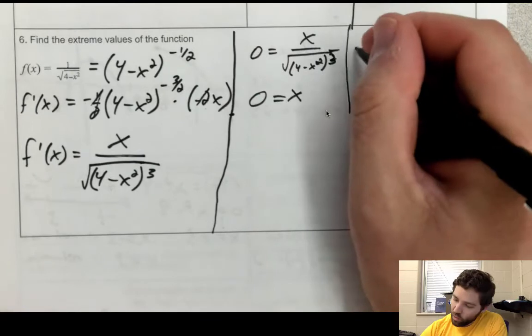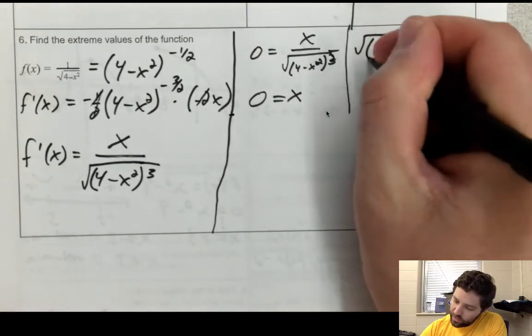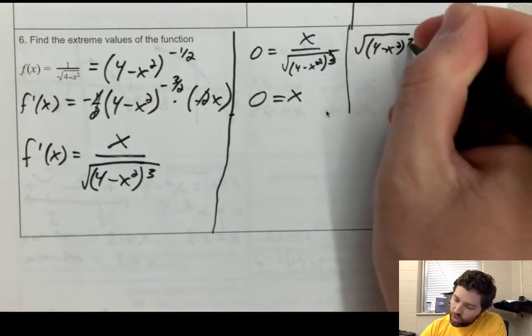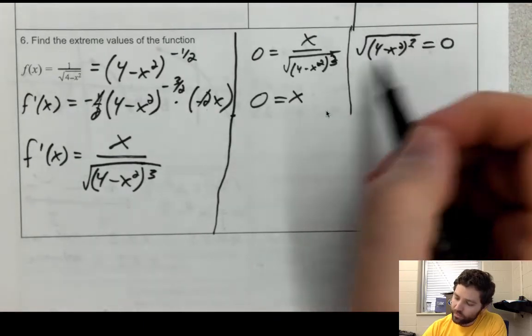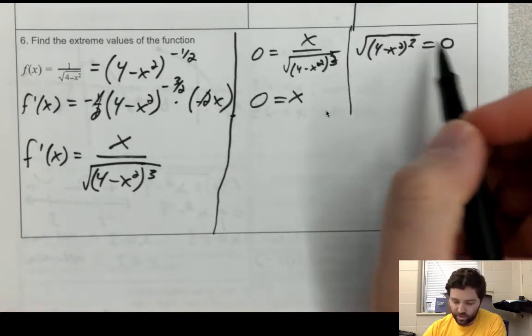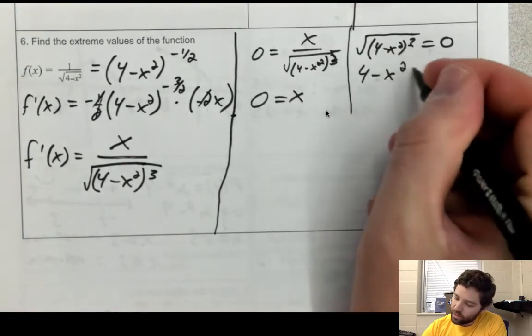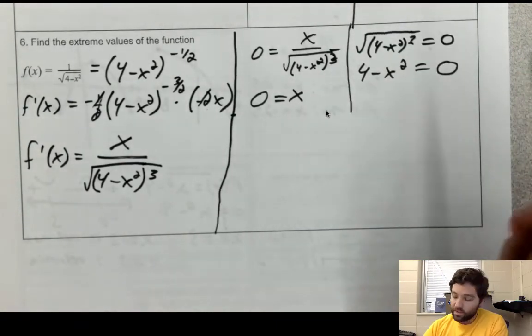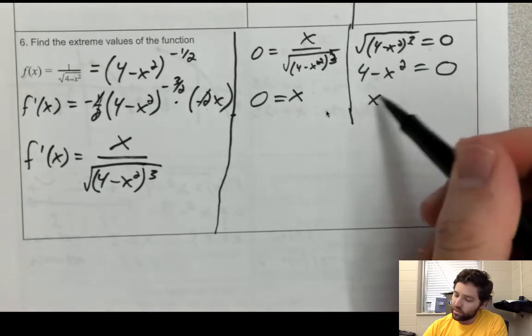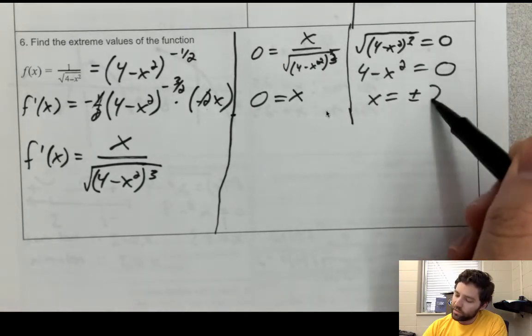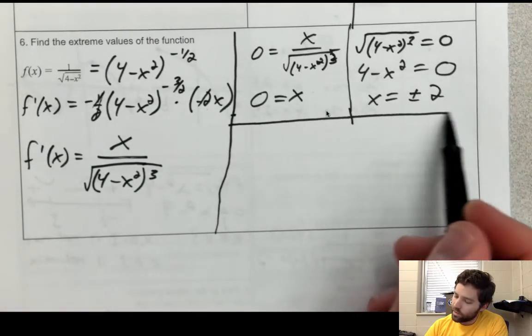So let's check. When is the square root of 4 minus x squared cubed equal to 0? Well, I'll square both sides, and then I'll also cube root both sides, and I think I'll get this. 4 minus x squared equals 0. And so that will be equal to 0 whenever x is equal to positive 2 or negative 2. So there are my 3 critical points.